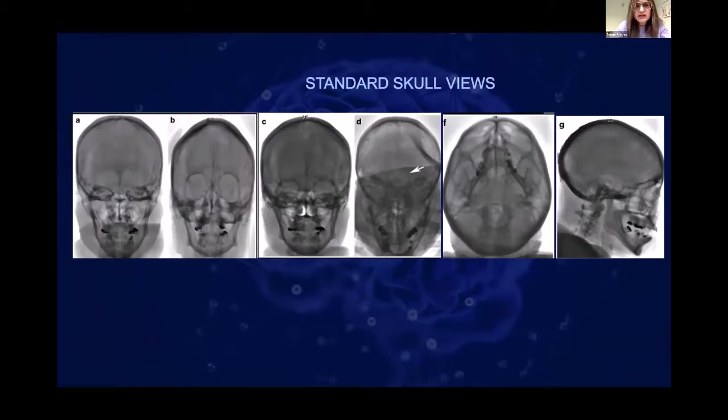These are the standard skull views which we use. The first, A and B, are the AP projections for the conventional internal carotid artery. For all of the skull views, we use two landmarks: one is the petrous ridges, and the other is the orbital margin. We move the tube or incline the tube at different angles, keeping these two landmarks.